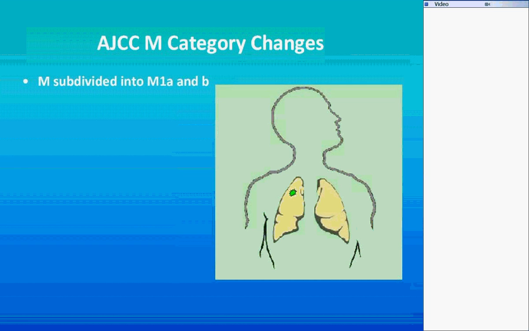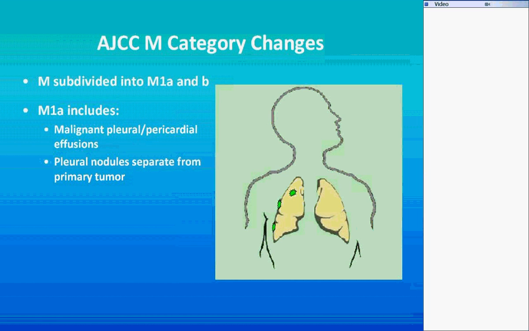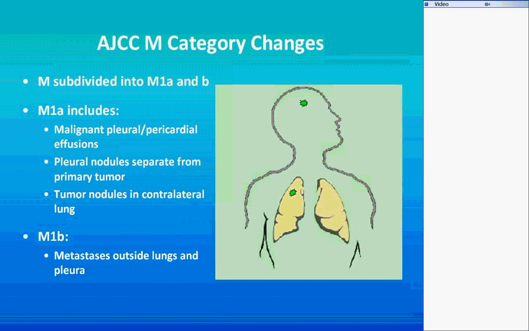Because of data showing that different patterns of metastases differ in terms of their overall prognosis, M has been divided into two subcategories. The M1A includes malignant pleural or pericardial effusions. Now, this is an upcategorization from T4 previously. Pleural nodules that are separate from the primary tumor are also included in this category. Contralateral nodules. And M1B is reserved for distant metastases, those that are outside the lungs and the pleura.